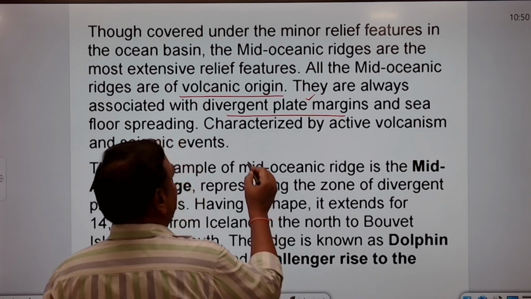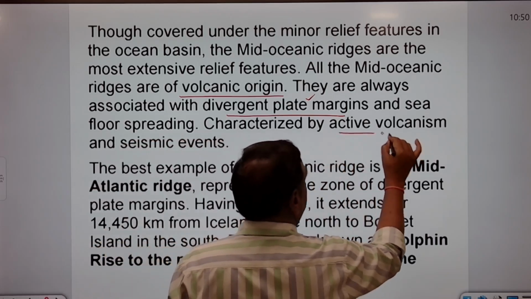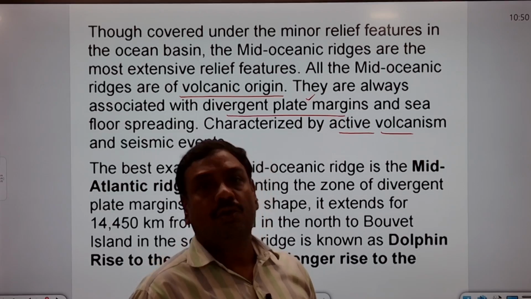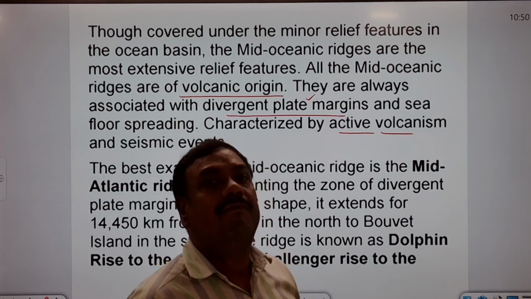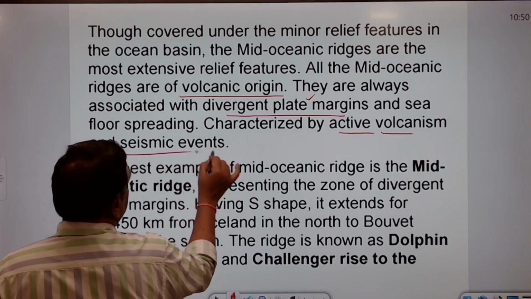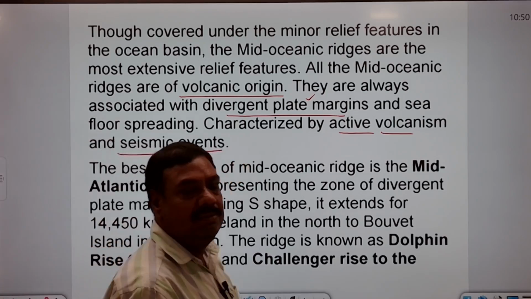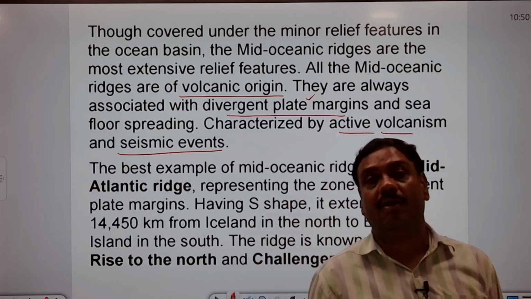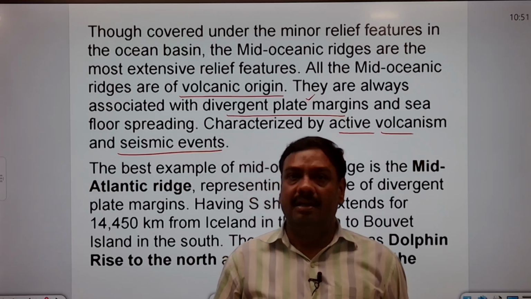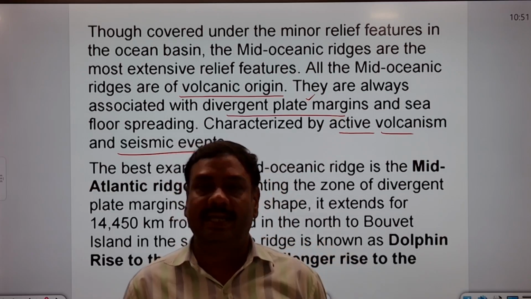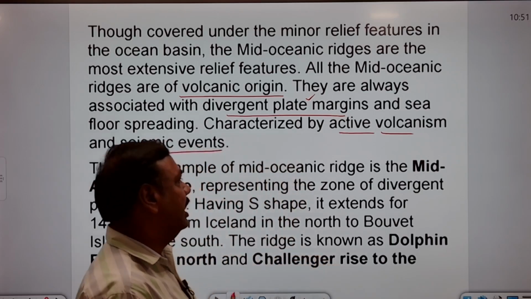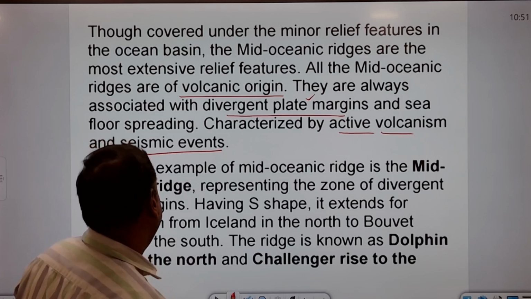How are they characterized? They are characterized by active volcanism. Obviously, wherever the magmatic material is coming out from below, these are the regions of active volcanism, right? And whenever such events are going on, sometimes seismic events, or you can say earthquake waves, can also be formed. So these earthquake waves cause seismic events, and the upwelling of magma is basically taken with the volcanic eruption, right? With the volcanic eruption, or you can say active volcanism, taking place there.